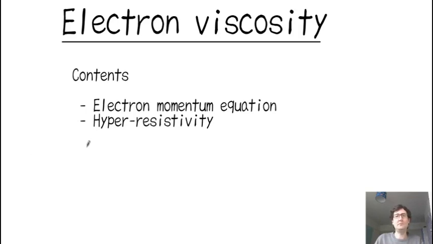So in a later video I'll go through in more detail all the different terms, and particularly the Hall terms, which are important as well. But here I'll just concentrate on the electron viscosity terms and how this turns into a resistive or hyperresistive term. So I'll start writing down the electron momentum equation.